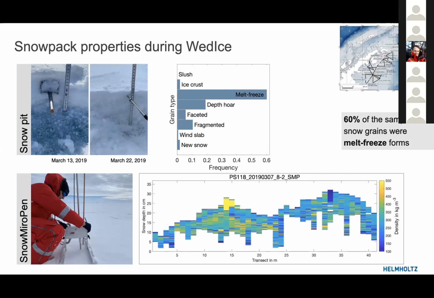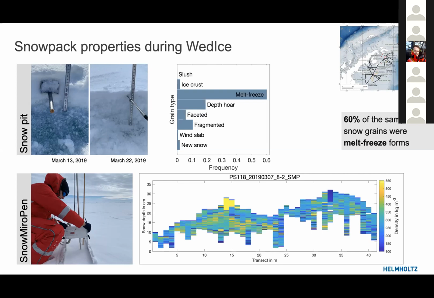And what we saw from those measurements is that about 60% of all sampled snow grains were actually already melt forms. So as I said, the expedition took place from February till March, so this was already kind of the end of the melt season. And this is really what characterized the snowpack.